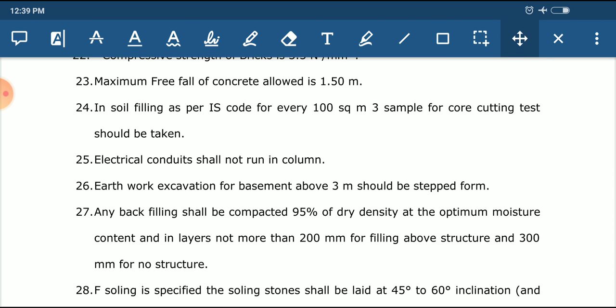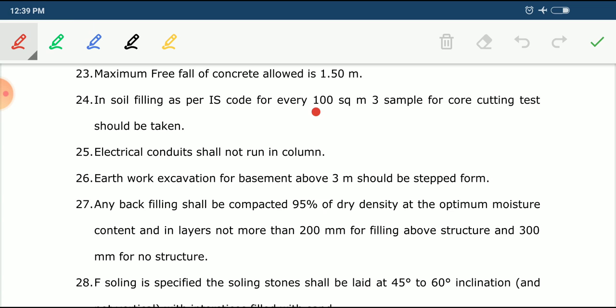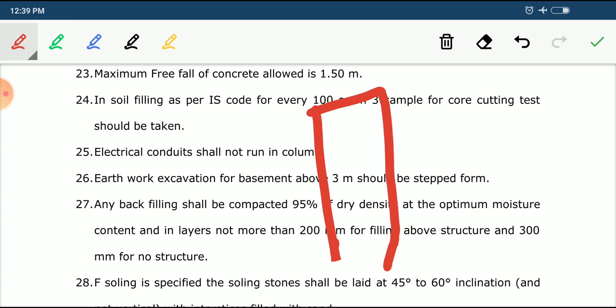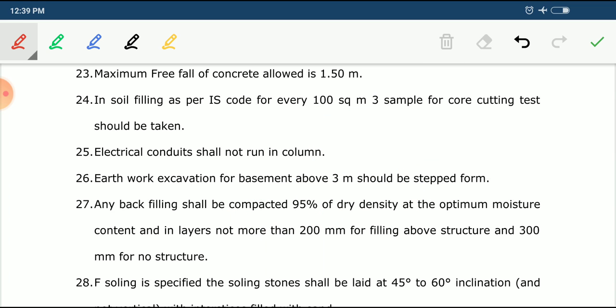Next, electrical conduits shall not run through column. Why? Usually the column is the major structural member. You should not allow the column to become weak. If you provide any kind of hole in the column, that will reduce the strength of the column. That's why electrical conduits shall not run through the column.